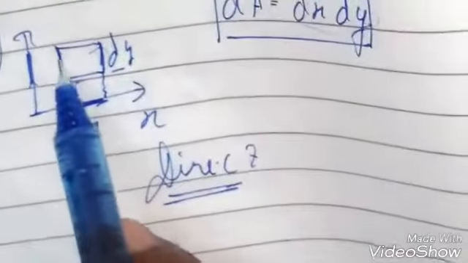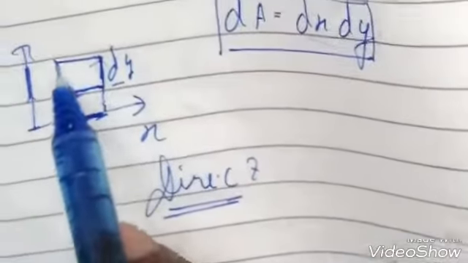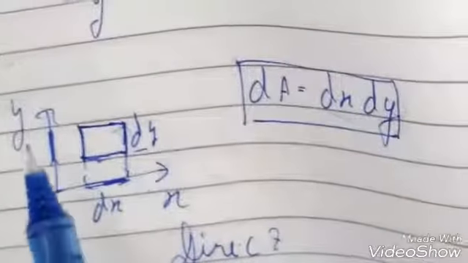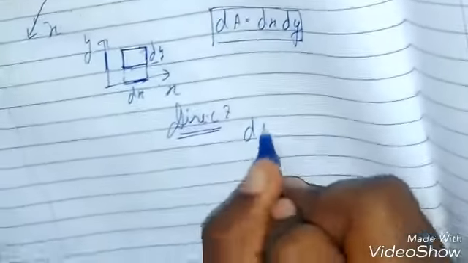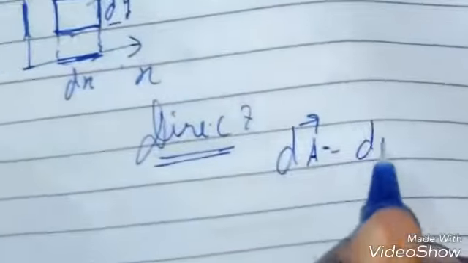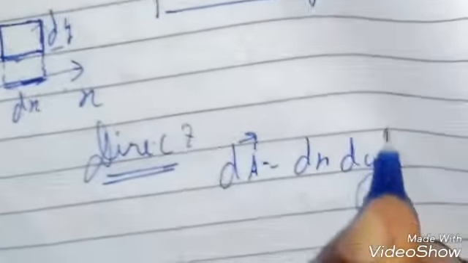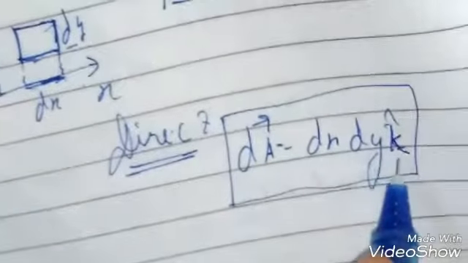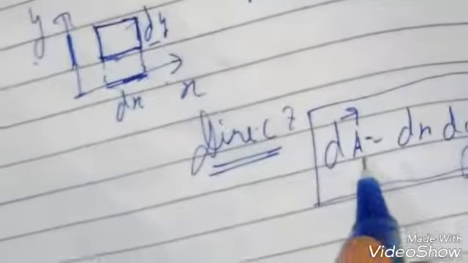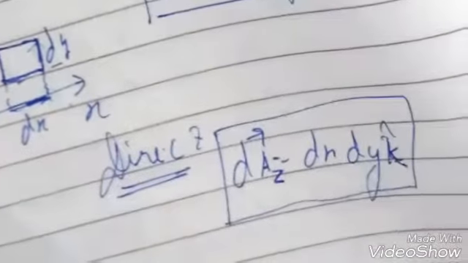Direction of this area will be in the perpendicular direction of this area. In the perpendicular direction of y and x, there lies the z-axis. Let this one be the z-axis, representing a positive z-axis. And a unit vector along this positive z-axis, I have already told you, is k cap. Therefore, the surface element can be written as dA vector is equal to dx dy k cap. This is the surface element in the xy plane along z axis. Direction is along z axis. Therefore, we will write it as dA vector z.